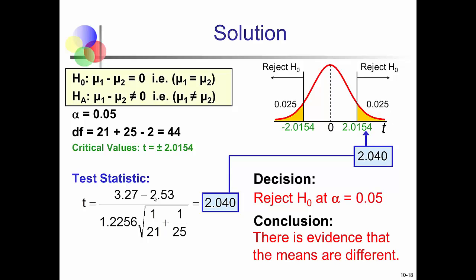Our test statistic was 2.04. That means the difference between our sample means is 2 standard errors above 0. We only had to have that difference be 2.015 standard deviations above 0, and we're actually 2.04 standard deviations above 0. So we can reject the null hypothesis and conclude that there's evidence that these means are different from each other. The dividend is different between the two stock indices.